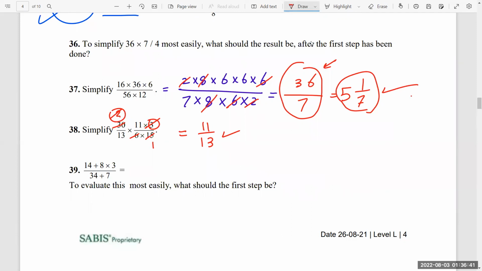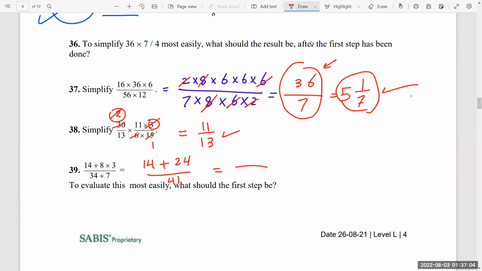This one, 14 plus 8 times 3. 14 plus 8 times 3 is 24 over 41. What you have to do in this one is multiply first. 41 is a prime number, so I cannot simplify it with any other number.